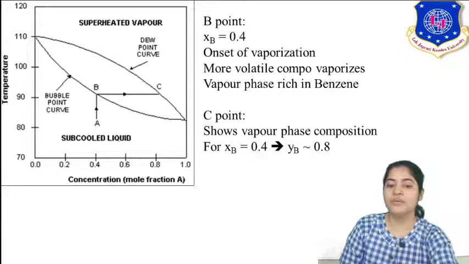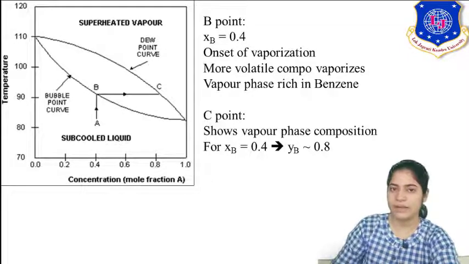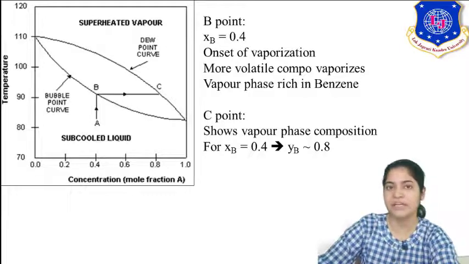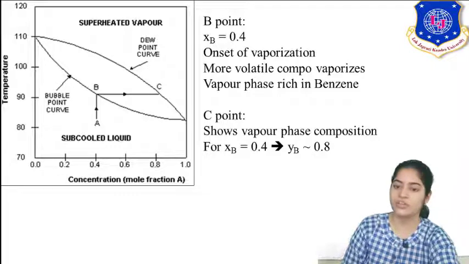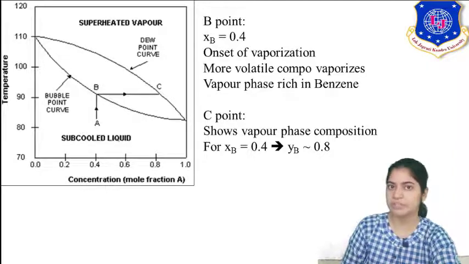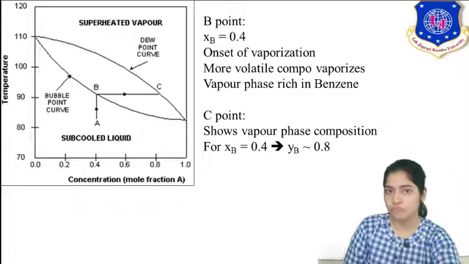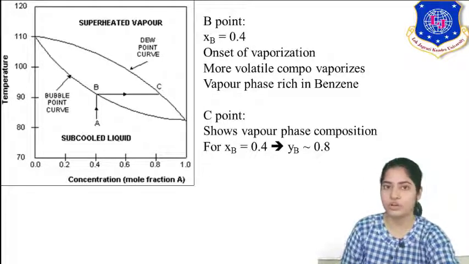Now from A to B I am heating it. So line AB is the heating. Suppose that I am taking the mixture at 25. Now from 25 I am heating it, and at point B I have my liquid phase concentration as 0.4. Now it is the onset of vaporization. More volatile vapor will vaporize. Now vapors are formed, and the component which is more volatile will vaporize first. So I can say that my vapor phase is rich in benzene because my benzene is more volatile.